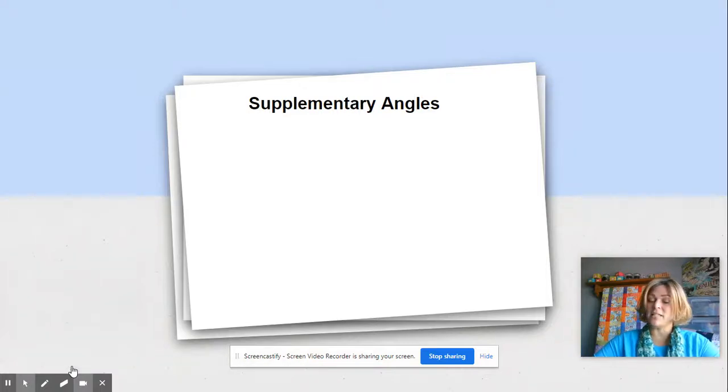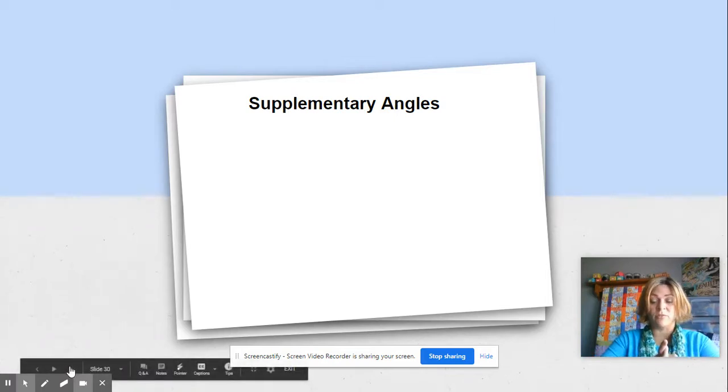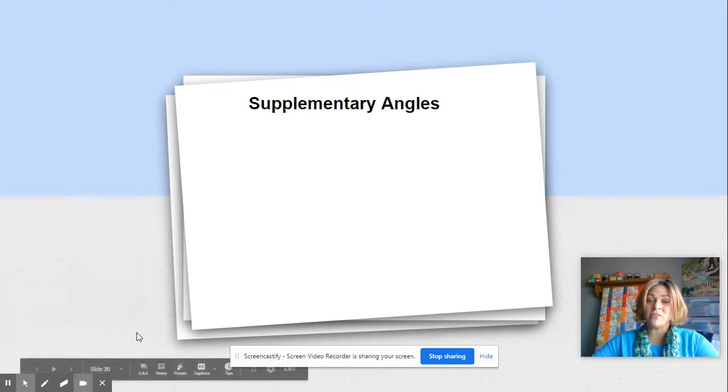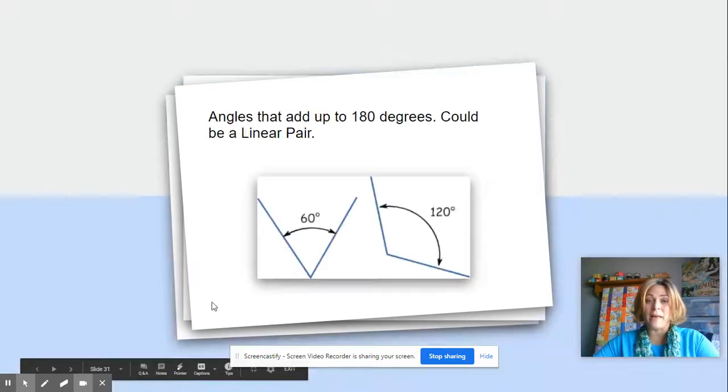Supplementary, we mentioned these a little bit before. Supplementary could be used in addition to like a linear pair. Those are supplementary angles because they add up to 180. Angles on a line add up to 180. So those angles are supplementary. So supplementary angles could be on a line, they might not, but they add up to 180 degrees.